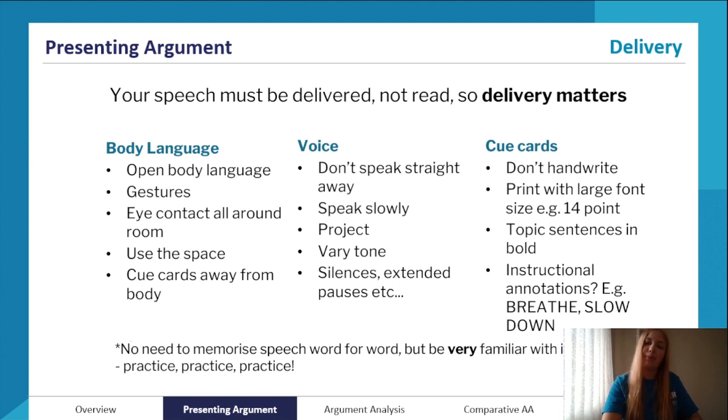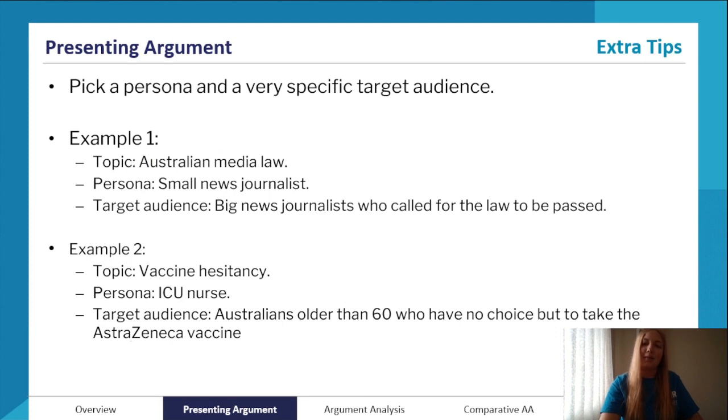And you can use bold or highlights for something, such as the sentences or phrases that you often forget and get stuck on, or where your arguments or topic sentences are very clearly stated. And there are some additional tips that you may consider for presenting argument.